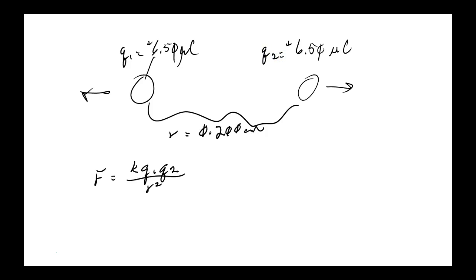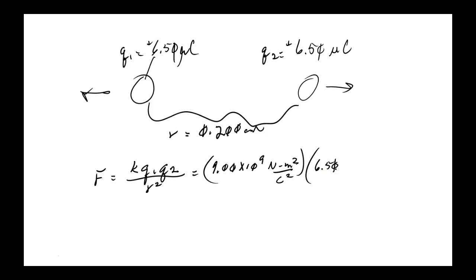All we need is Coulomb's constant, and that's given, again, just above this problem on the same page: 9.00 times 10 to the 9th. The units are newton meter squared per coulomb squared. Multiply that by Q1.